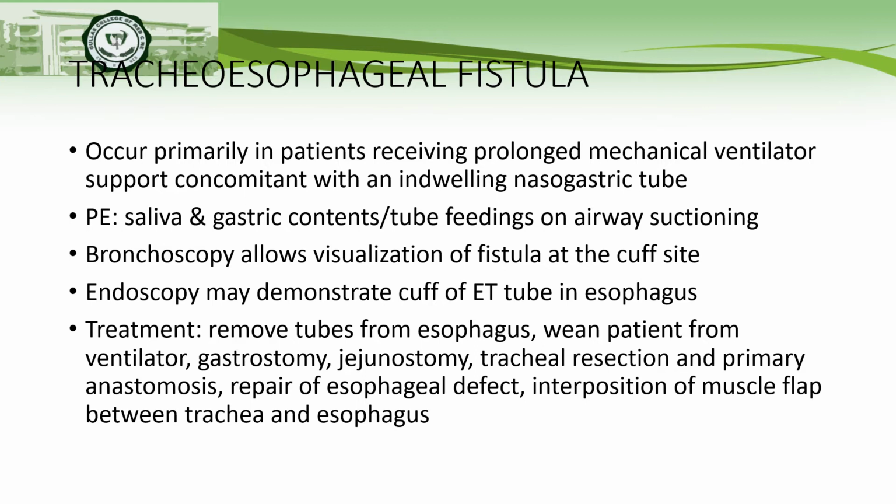To minimize aspiration, a gastrostomy tube should be placed to restrict decompression to prevent reflux, and a jejunostomy tube for feeding. If aspiration persists, esophageal diversion with cervical esophagostomy can be performed. Once weaned from the ventilator, tracheal resection and primary anastomosis, repair of the esophageal defect, and interposition of a muscle flap between the trachea and esophagus can be performed.